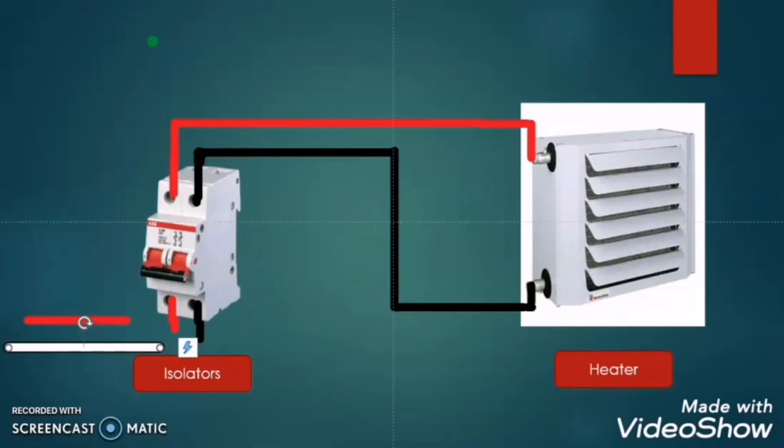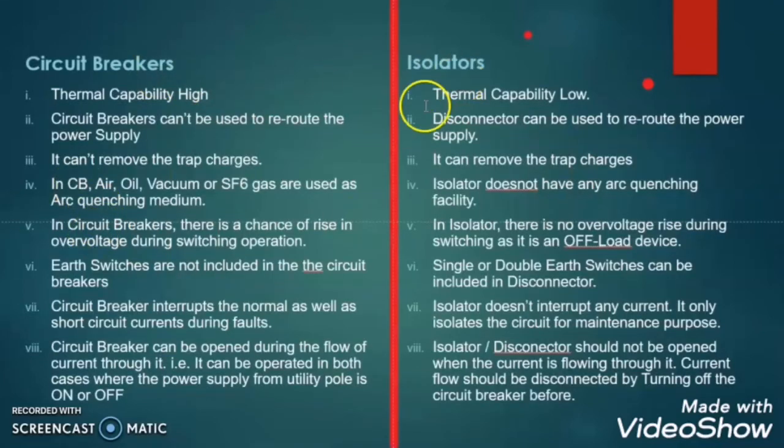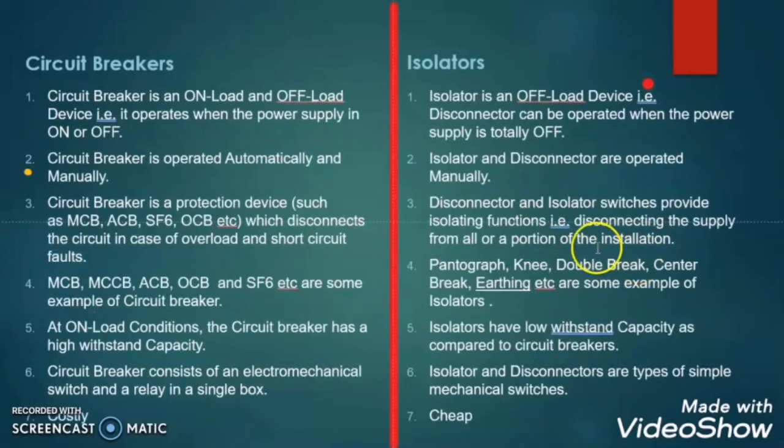So hope you got the difference between the circuit breaker and isolator, that the circuit breaker is protecting the load and circuit, but the isolator is not protecting the load and circuit. It's just providing a facility to disconnect the load from the power source in order to do maintenance or any other inspection works. The other difference is that circuit breakers come in MCB type, MCCB type, air circuit breaker type, oil breaker type, SF6 breaker type, and the isolators come in pantograph type, knee type, double break type, center break type, earthing type.